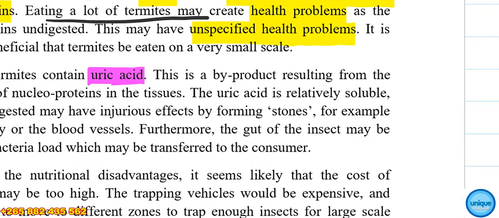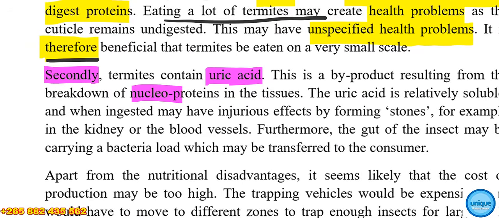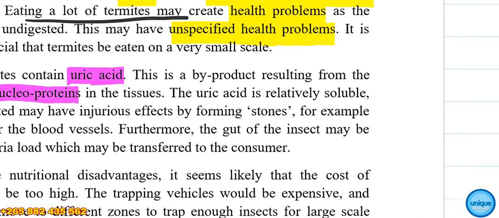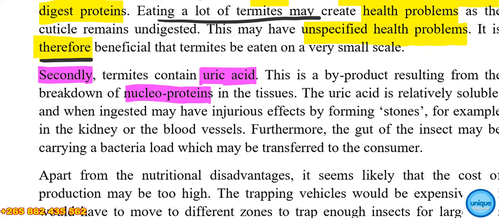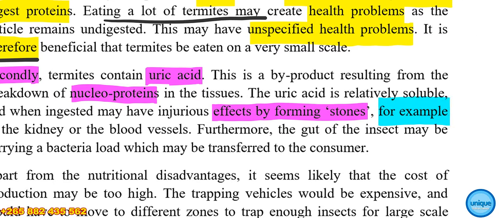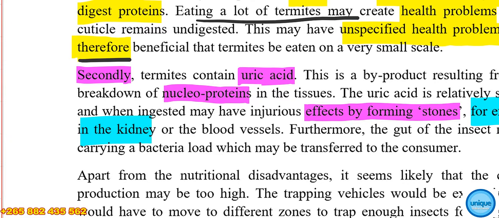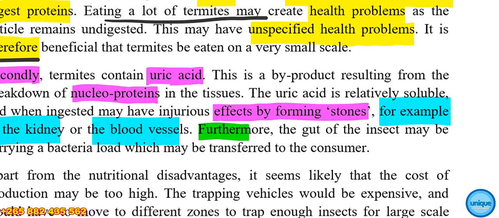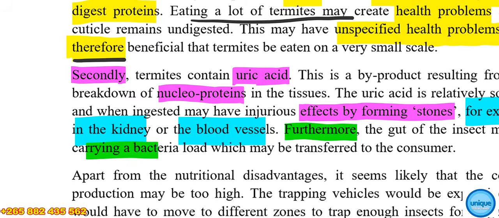And I know this is a byproduct resulting from the breaking down of nucleoproteins. The uric acid is the byproduct, and this uric acid is relatively soluble, and when ingested may have injurious effects by forming stones, for example, in the kidneys, also in blood vessels. Furthermore, the gut of the insects may be carrying bacteria, which may be transferred to consumers.